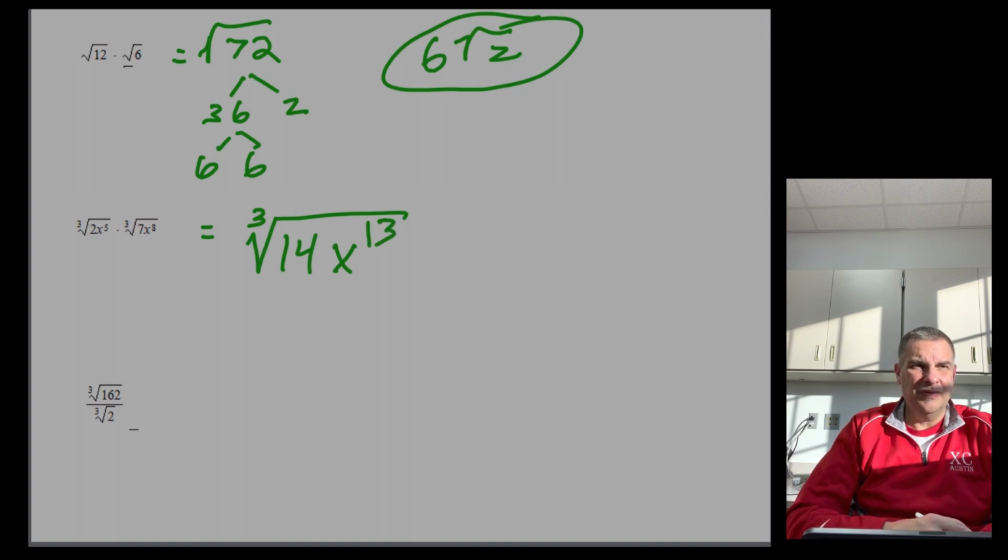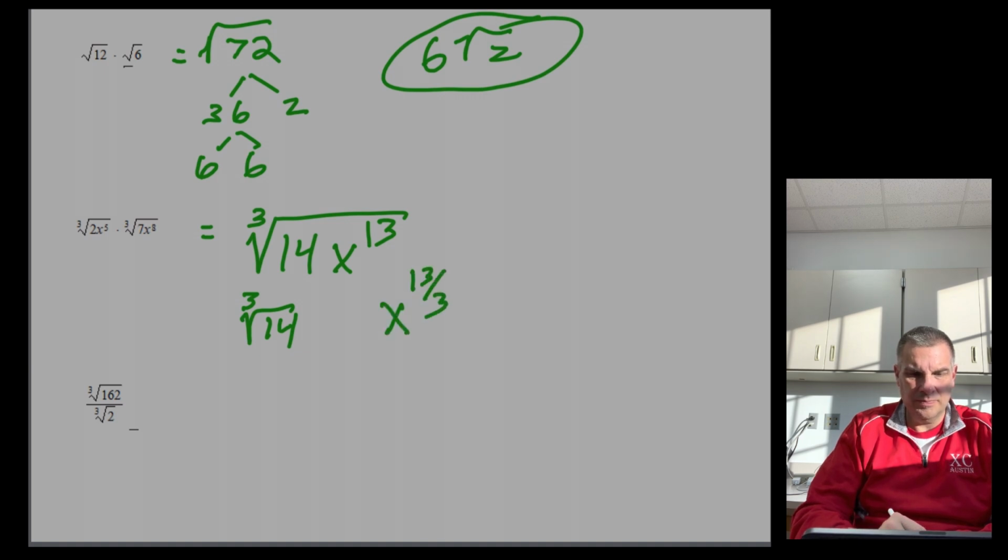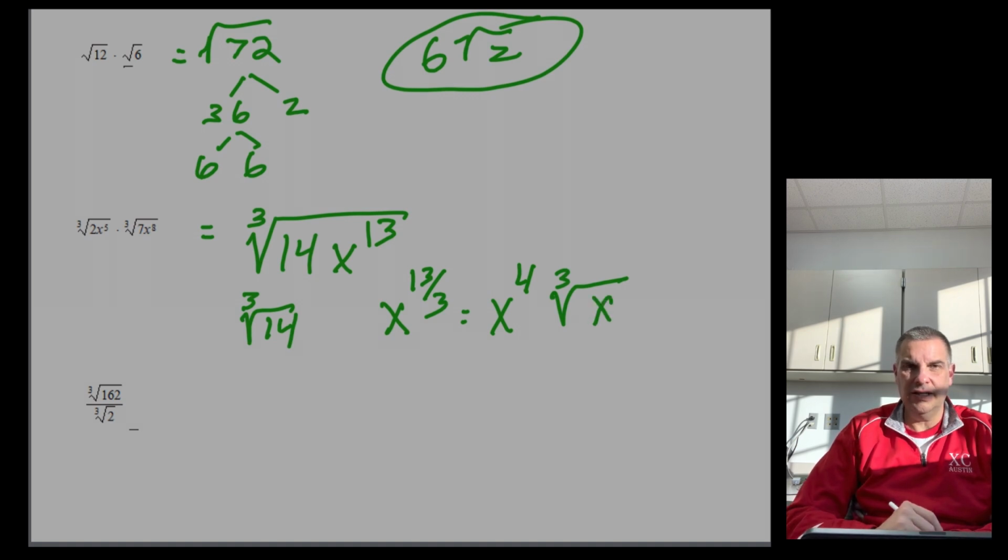Now we need to simplify this. So we've got the cubed root of 14, which we can't really break down. And then we've got x to the 13 thirds. Okay, so we can break that x to the 13 thirds down. 3 goes into 13 4 times. 3 times 4 is 12. And that leaves us with 1 left. Oops, that should be an x instead of an a. And then we've got 1 left, so 1 has to stay underneath.